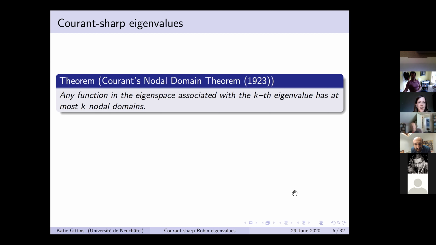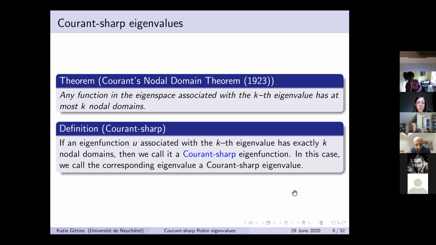And for us today, the interesting eigenfunctions will be the ones that have exactly k nodal domains, so the ones that realize the maximal partition in terms of number of domains, and these are the ones that we'll call Courant-sharp. So if I take the kth eigenvalue and there is an eigenfunction with k nodal domains, then we'll call it Courant-sharp, and we'll also call the eigenvalue Courant-sharp.